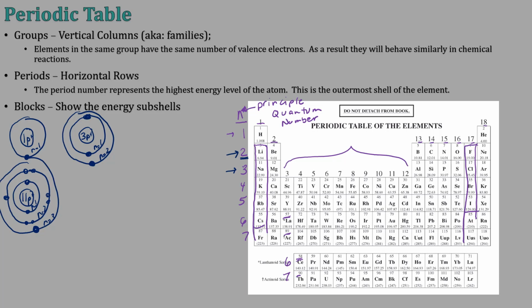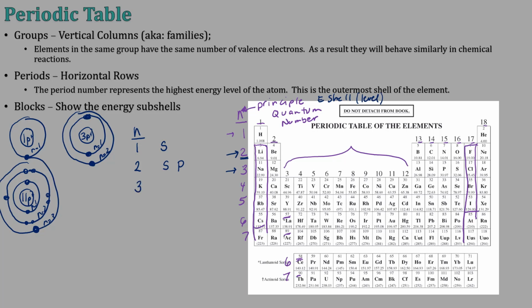So N, the principal quantum number, is the energy shell or level. All right, and then those energy shells can be broken down into the S, P, D, F subshells. So when N is equal to 1, there is only one subshell available to it, and it's the S. When N is equal to 2, there are two subshells available, and it's S and P.